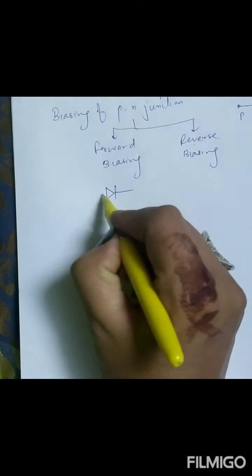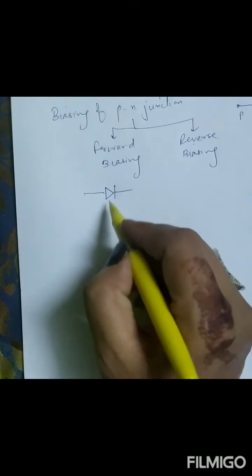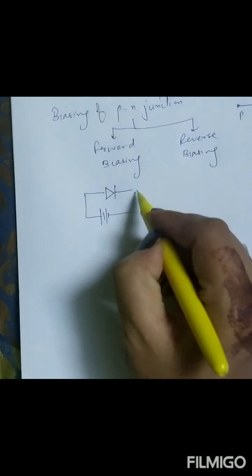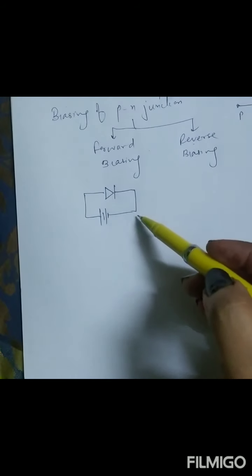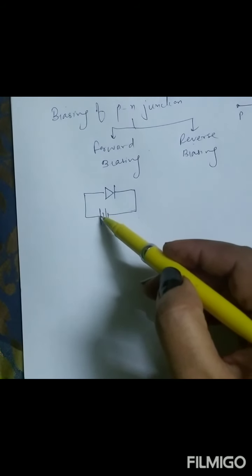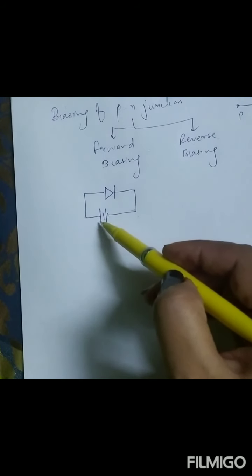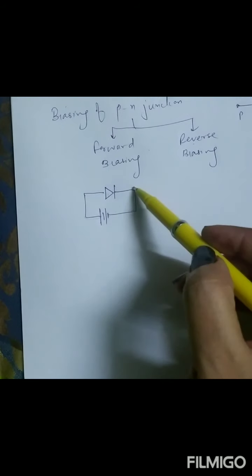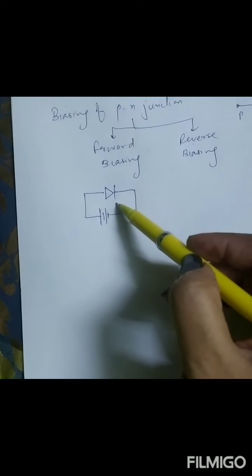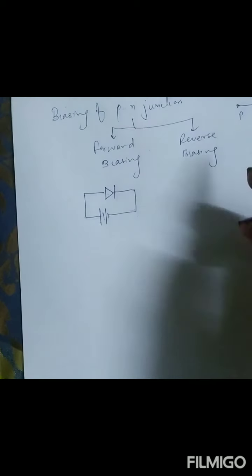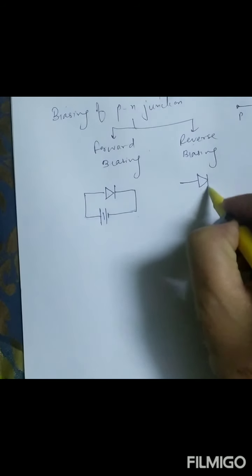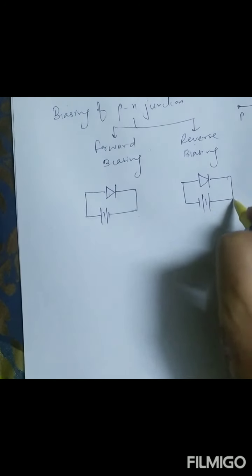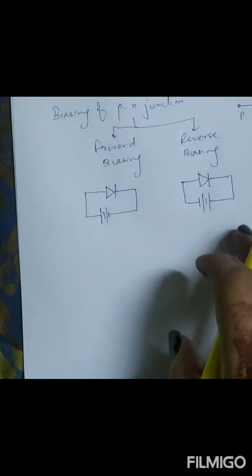During forward biasing, when the positive of the battery is connected to the p side and the negative of the battery is connected to the n side, then the diode is said to be in forward biasing. The positive of the external battery which you are connecting is connected to the p side, and the negative terminal of the battery is connected to the n side. So this is your forward biasing. And in reverse biasing, it is exactly opposite. When the negative of the battery is connected to the p side and the positive of the battery is connected to the n side, this is your reverse biasing of the diode.